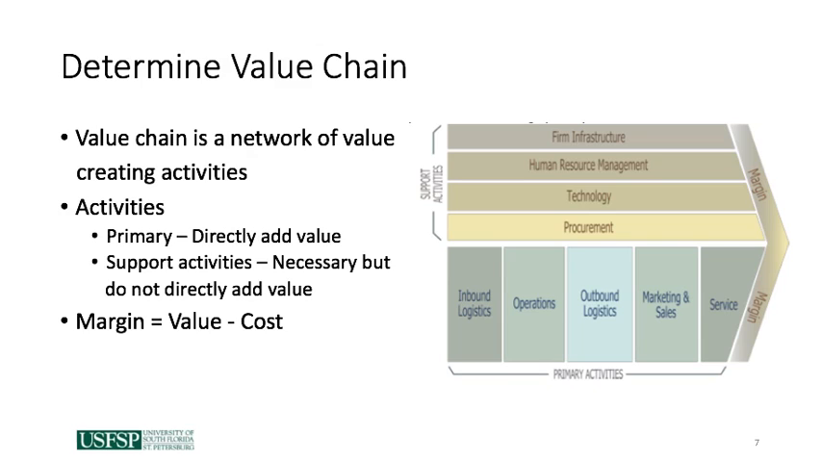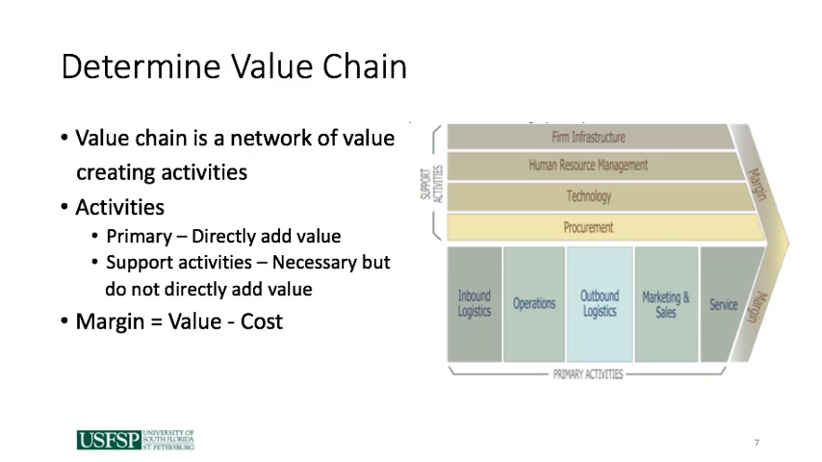Each activity has a cost associated with it. However, only the primary activities also have a value associated with them, and for each primary activity we can then calculate the margin by subtracting the cost from the value produced. We can also calculate the margin for the entire value chain by subtracting the cost of all activities, including the support activities, from the value produced by the primary activities.